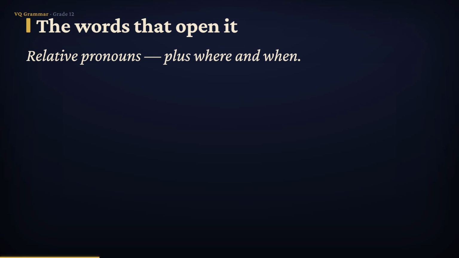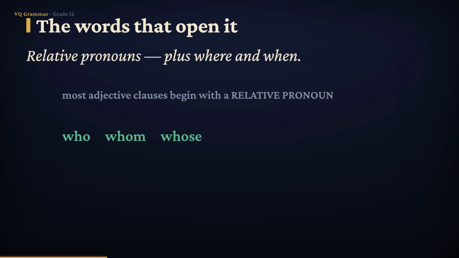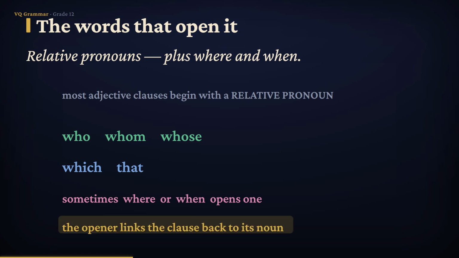So how does an adjective clause begin? Almost always with a relative pronoun, and there are only 5 to remember. Who, whom, whose, which, and that. We use who, whom, and whose for people, which for things, and that for either one. Now and then a clause opens instead with a relative adverb, the word where for a place, or when for a time, as in the town where I grew up, or the year when we met. Whatever the opener, it does the same thing. It links the clause back to the noun and tells us the clause is describing it.